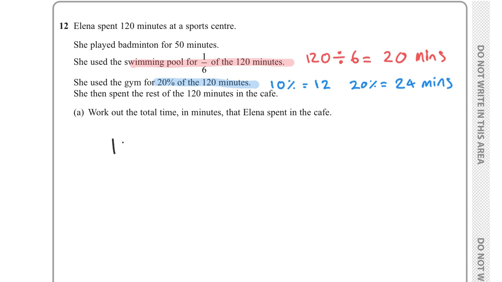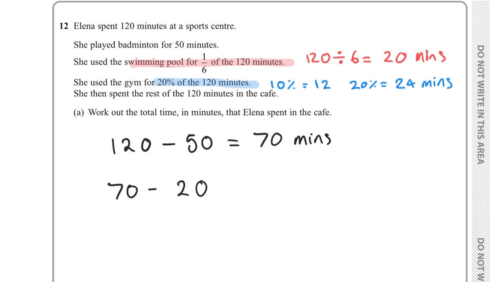Okay, so we'll start with 120, and then we're going to subtract the 50 minutes for the badminton. So that's going to give us 70 minutes left. Now we're doing 70, subtract the 20 minutes for the swimming. That gives us 50 minutes.